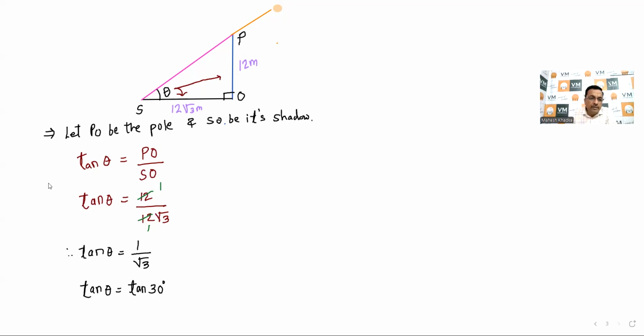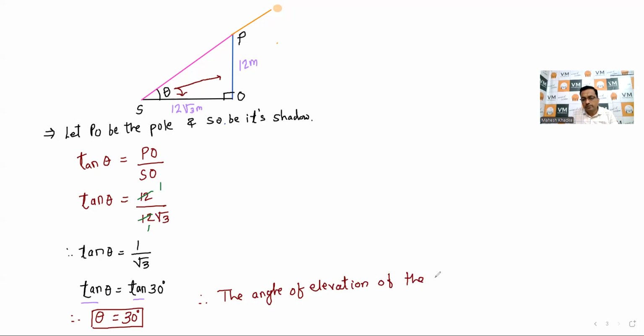Now both side tan tan, so no need to write tan in next. We have to find the angle. तो आ गया. Therefore theta is equal to 30 degree. ये हमें find out करना था. But this is a word problem. So therefore, what to find? The angle of elevation of the sun. So therefore, the angle of elevation of the sun is equal to 30 degree.